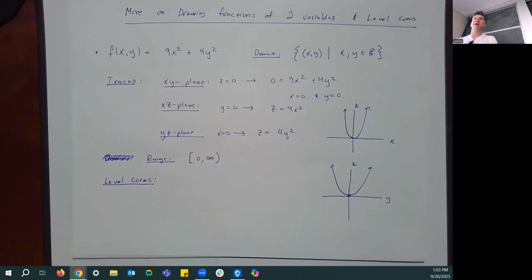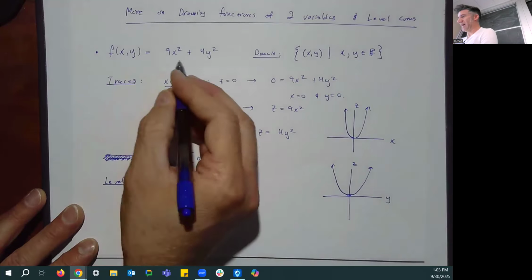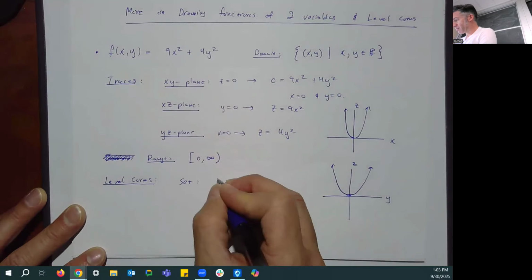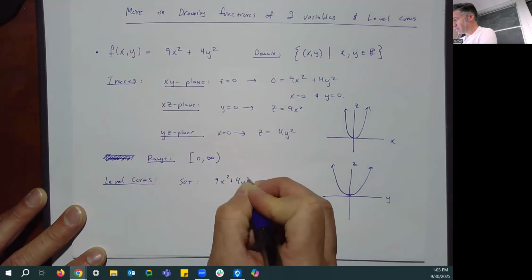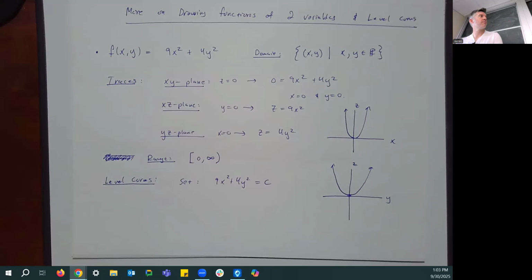And here's what we did last time. Instead of picking a bunch of values that are in the range like we did last time, we're just going to say we're going to set this equal to something like c. C is the usual choice. So we're going to set our function 9x squared plus 4y squared equal to c. And how do I want to do this? Oh, that's annoying. Yeah, it's real annoying. I picked an annoying example, kind of on purpose.